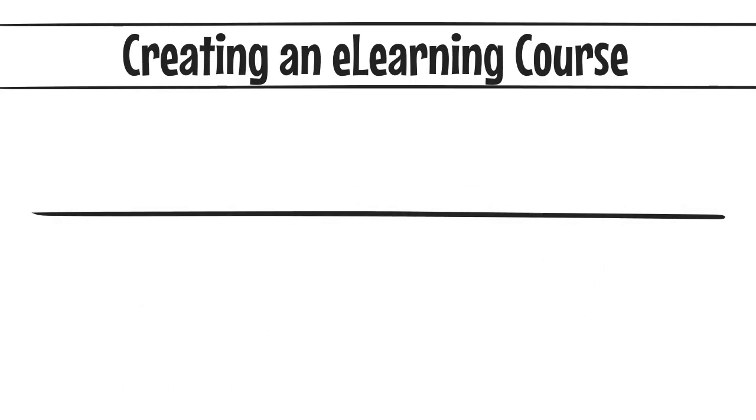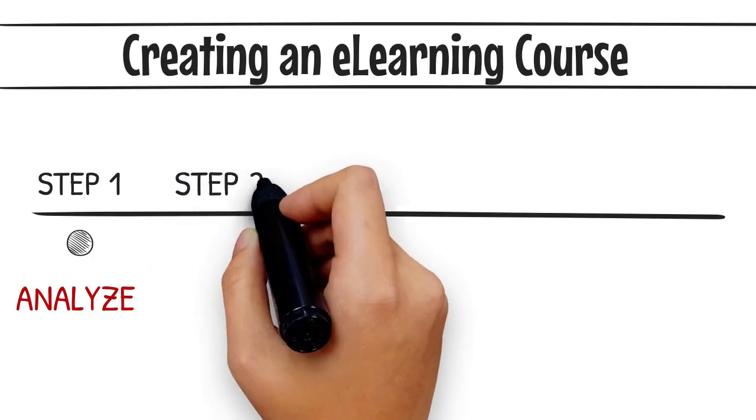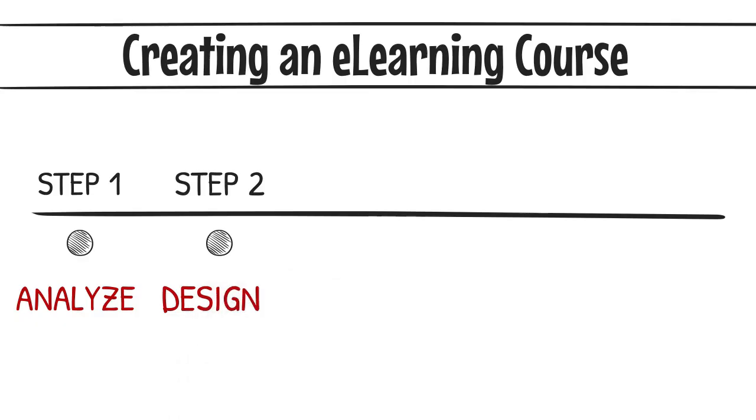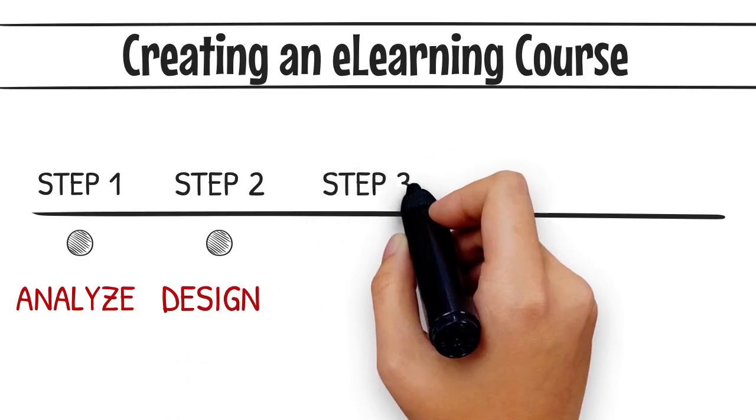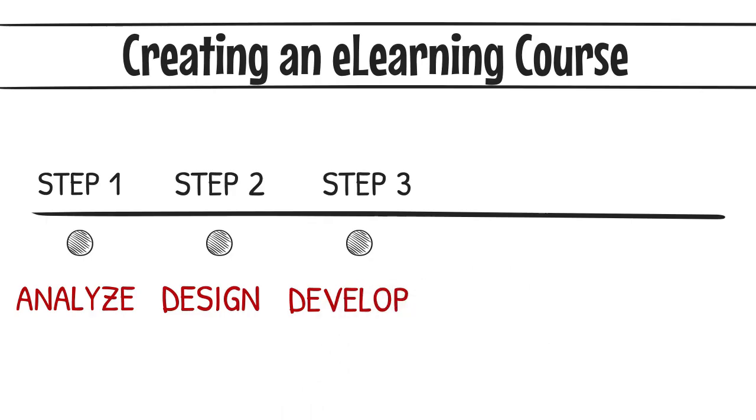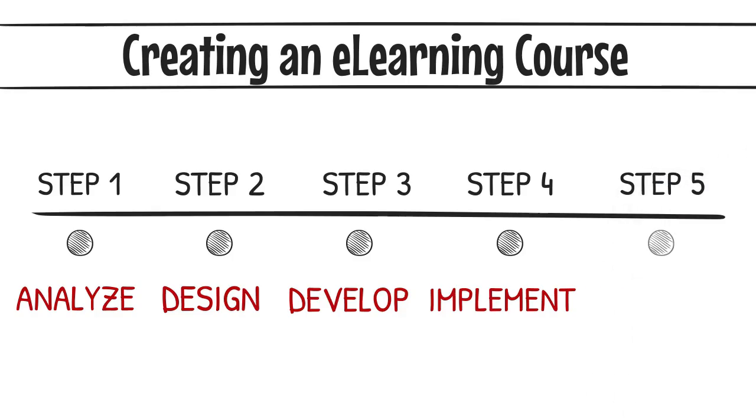There are 5 basic steps to creating an e-learning course. Step 1, analyze the problem and set your training goals. Step 2, design the solution. Step 3, develop the course using your desired tools. Step 4, implement the course by rolling it out to learners. And step 5, evaluate the course. That is, determine if it met your original training goals.